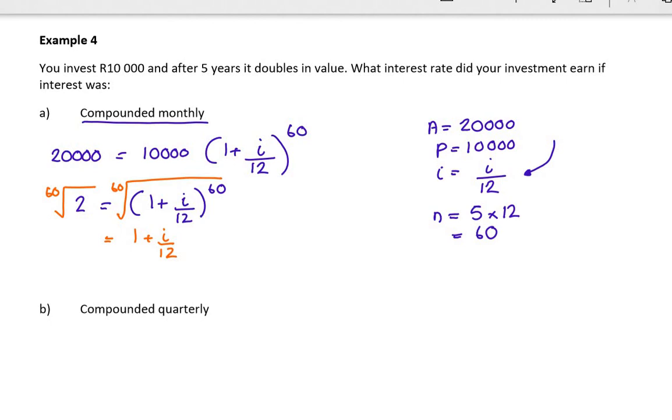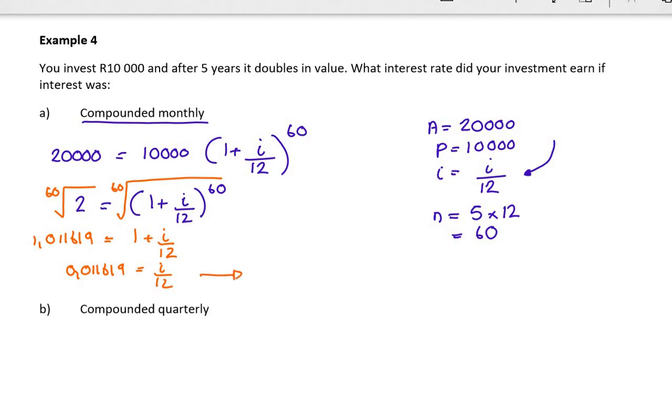I would just do it on my calculator, simply because otherwise I have to write all these decimals. But I get 1,011619 blah blah. Now I would subtract 1 on both sides, and then I still need to multiply by 12, so I'm running out a bit of space here, but I get 0,01162 equals I over 12. So when I multiply by 12, I get 0,1394.